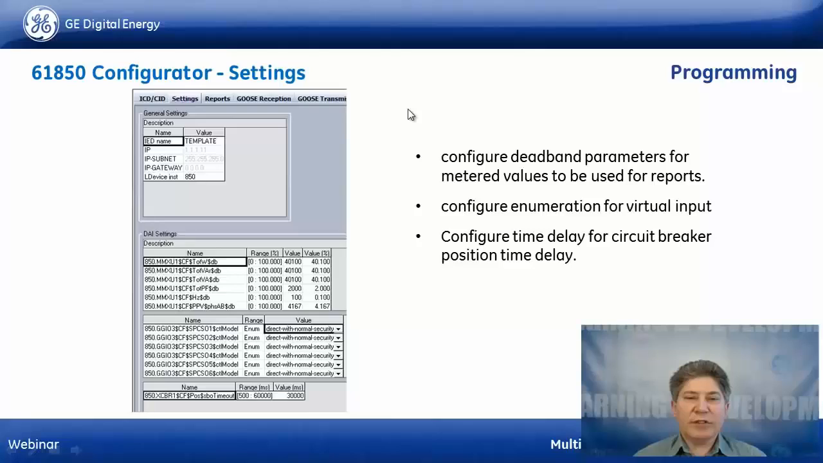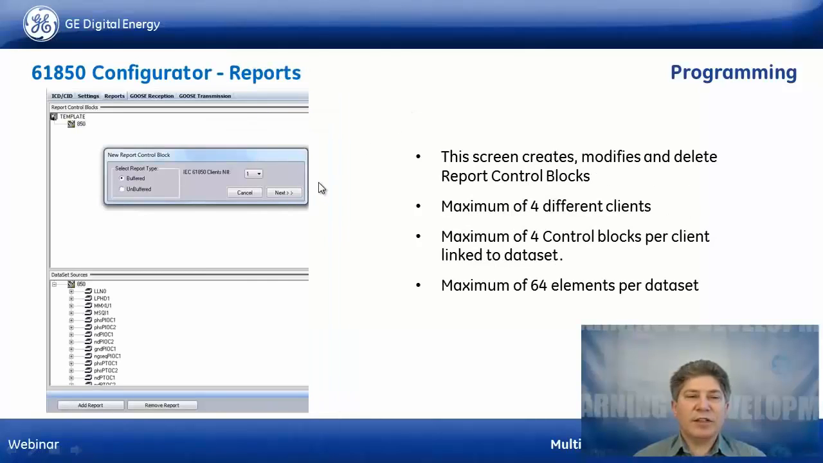So let's come back to my presentation. The next part is the reports. So these reports are the reports that report back to the data management system. So in this screen, what we do is we can create and modify, delete report control blocks. We can communicate with up to 4 different clients. And of those clients, each one of them can have up to 4 control blocks. Each one of the control blocks can contain up to 64 elements per data set.